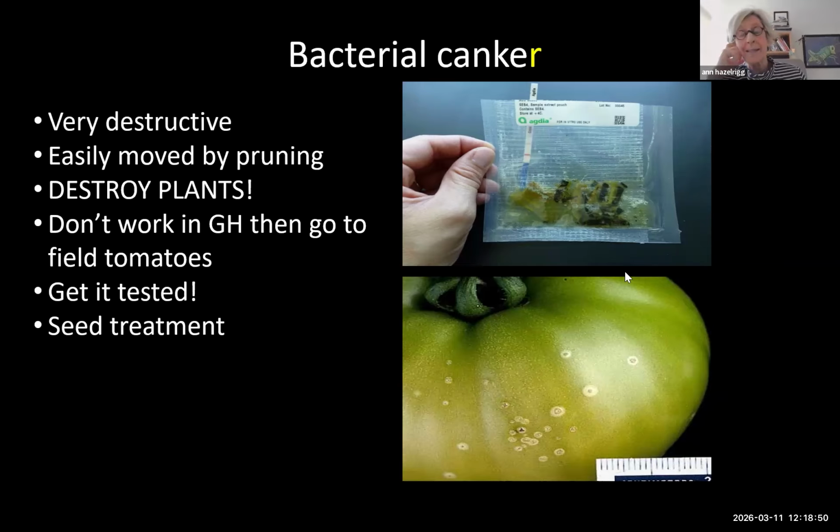We have these rapid assay kits, so if you send me a sample, I can test it right away. And basically it's seed-borne, so good seed treatment is very helpful. And on the fruit, you get those white raised dots if you've got bacterial canker in the house. Okay, that's it for me.